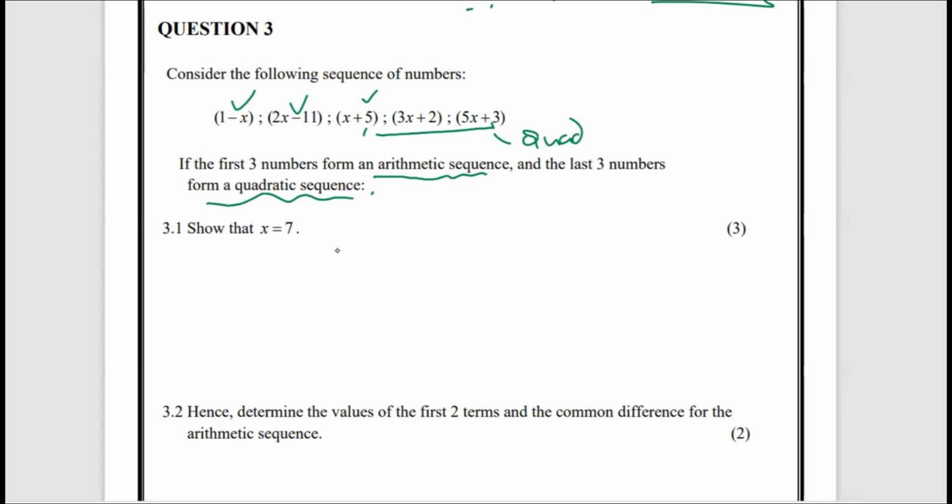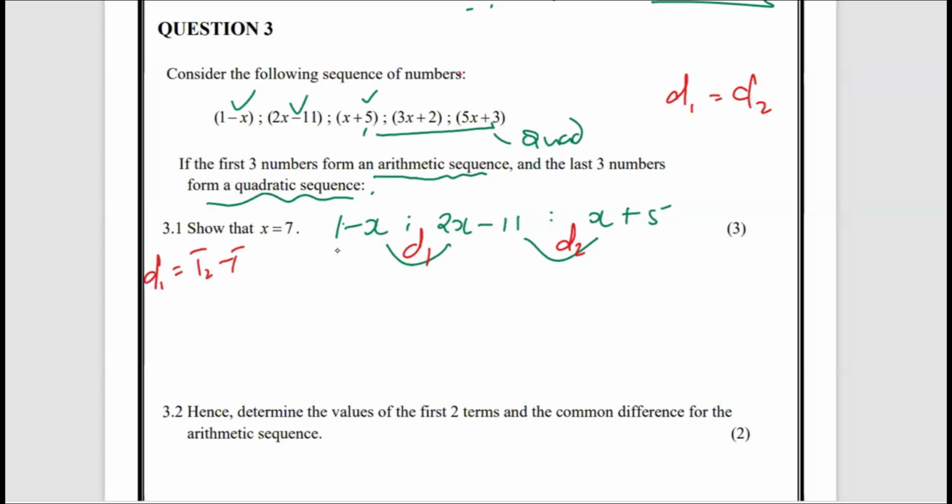Okay, so one thing we know about the arithmetic is that there is only one difference, which is constant. So if I have 1 minus x, and then I have 2x minus 11, and then I have x plus 5, let me get the first difference there, and the difference there. Now, if I call this difference 1, this is going to be my difference 2. At the end of the day, D1 must be the same as D2, since it's arithmetic. So let's do the subtraction first. For us to get D1, it will be T2 minus T1.